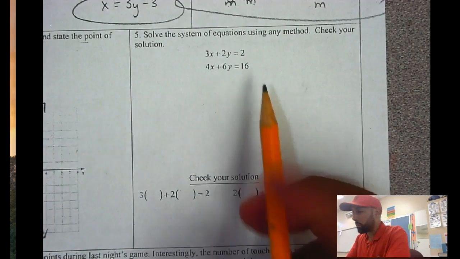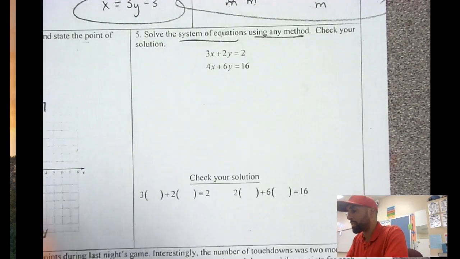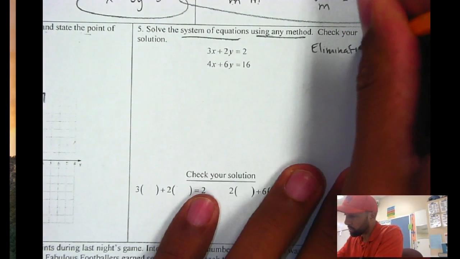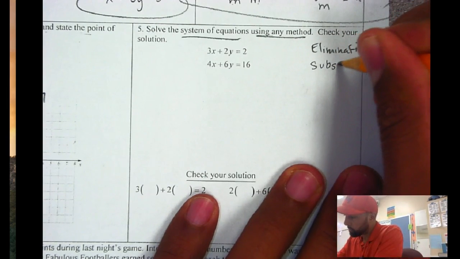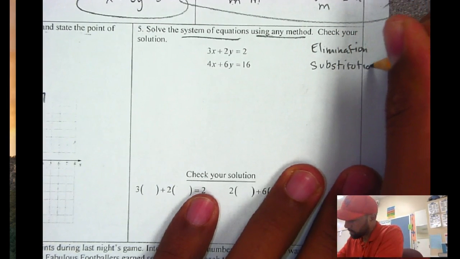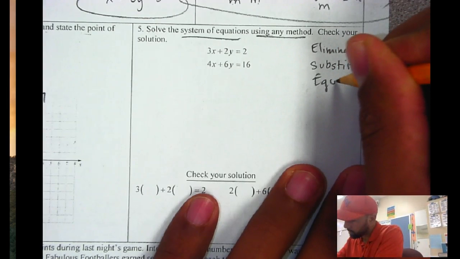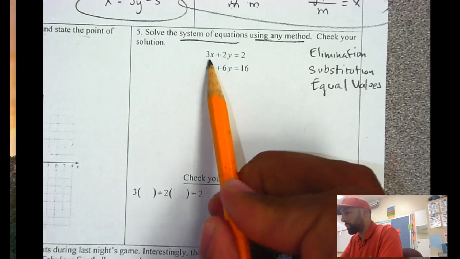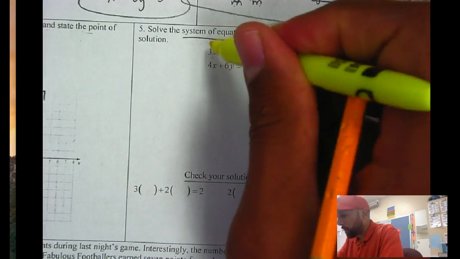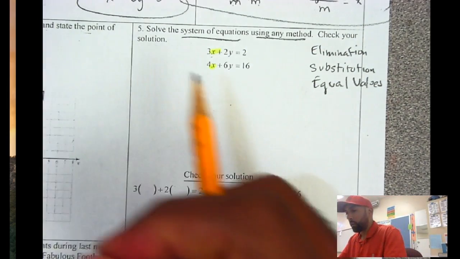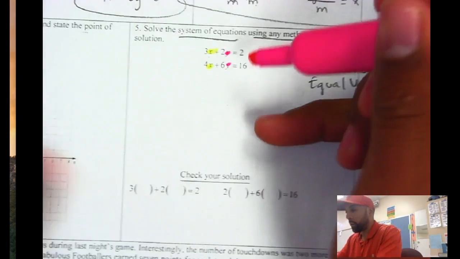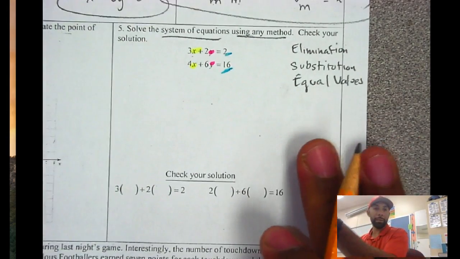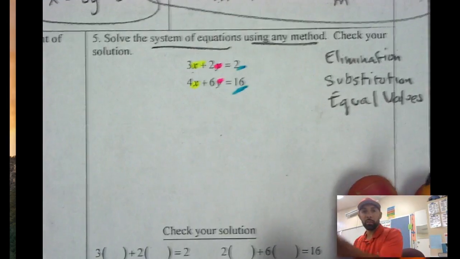Now solve this system of equations using any method you want. Okay. So remember we have elimination. I'm only going to write this once because we'll do it again. Substitution. Equal values. Okay. Those are the methods that we've been looking at. Okay. So in this case, I see that the variables are lined up. I've got x over x. And I've got y over y, and I also have numbers over numbers. Okay, so that indicates to me probably elimination would be a good choice here.